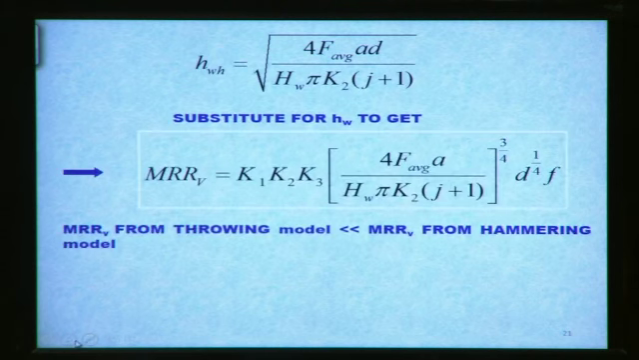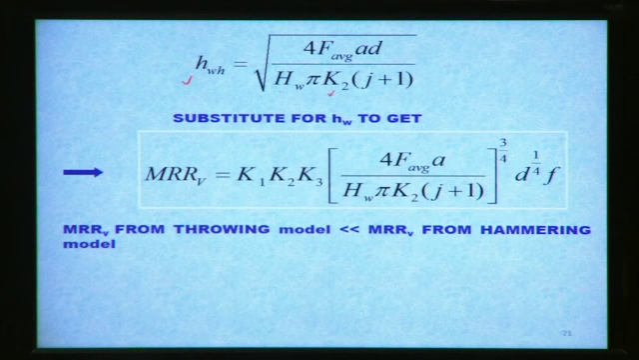Okay, so after simplification, HWH will come in this form: root over 4 average A, the amplitude of vibration, D is the diameter of this abrasive particle, by HW, the hardness of the workpiece material, then K2 is the constant of proportionality, and then J plus 1, J equal to STH by SWH. So STH is the indentation into the tool, and SW is the indentation into the workpiece.